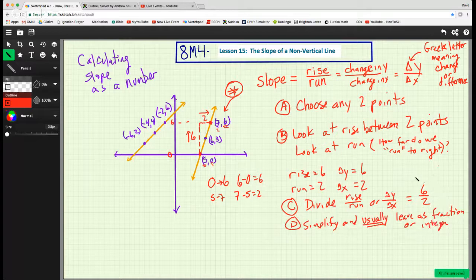We don't leave it as a decimal if we can. So we're going to simplify this. 6 over 2 is equal to 3 over 1. And then because that's an integer, we can leave that as a 3. So our slope is a 3. So this line has a slope of 3.